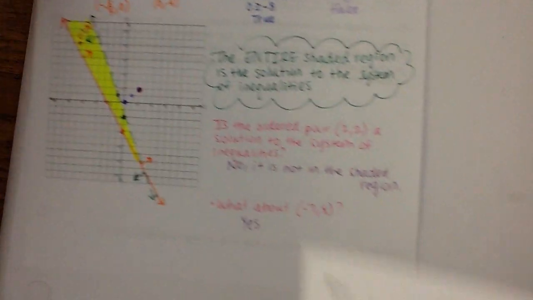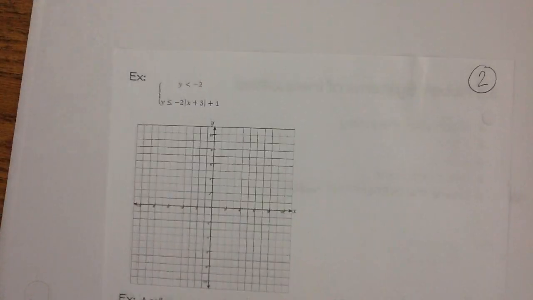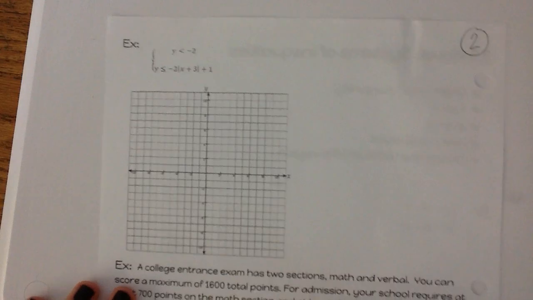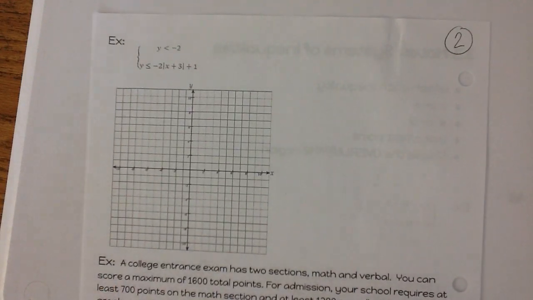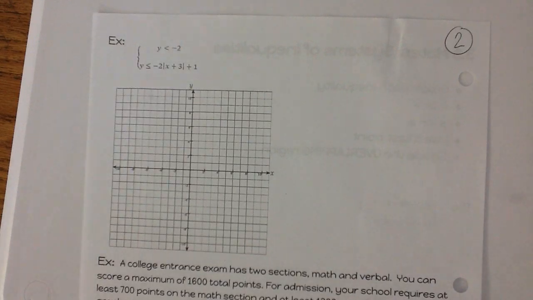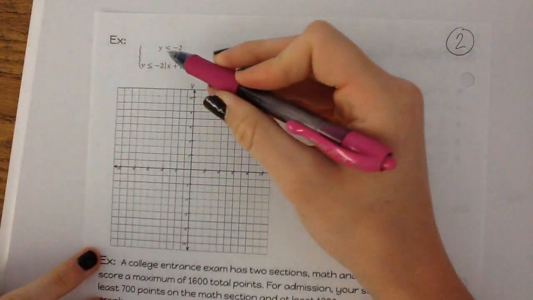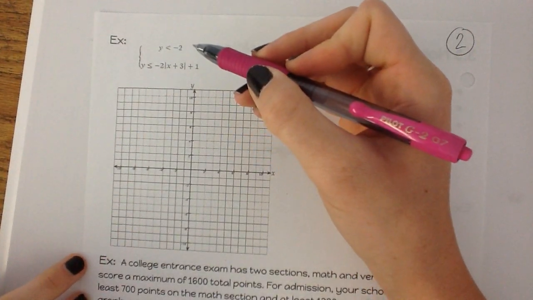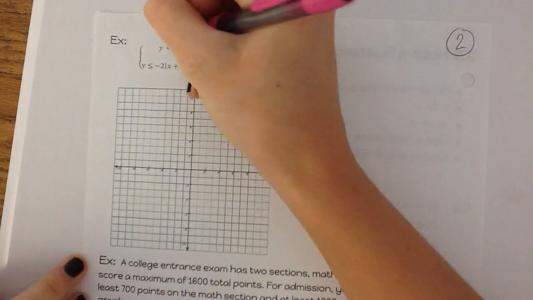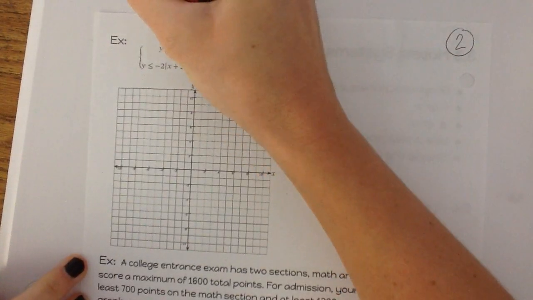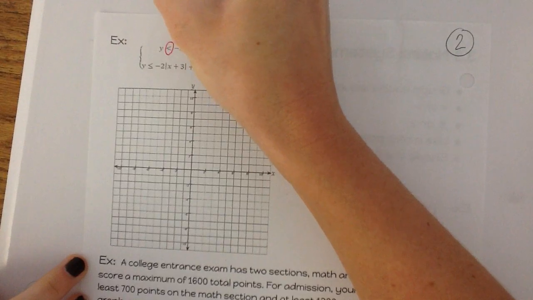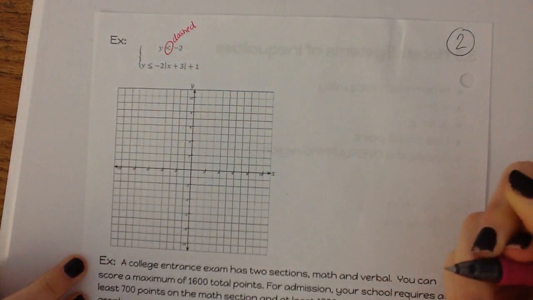Alright, so let's go ahead and flip it over. Let's do another example. Okay. So here we can see we have y is less than negative 2. Since we have less than, the first thing we can see is that this is going to be a dashed line.